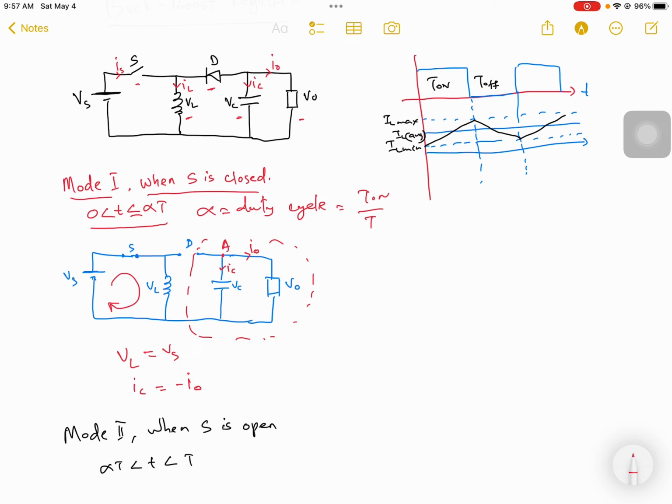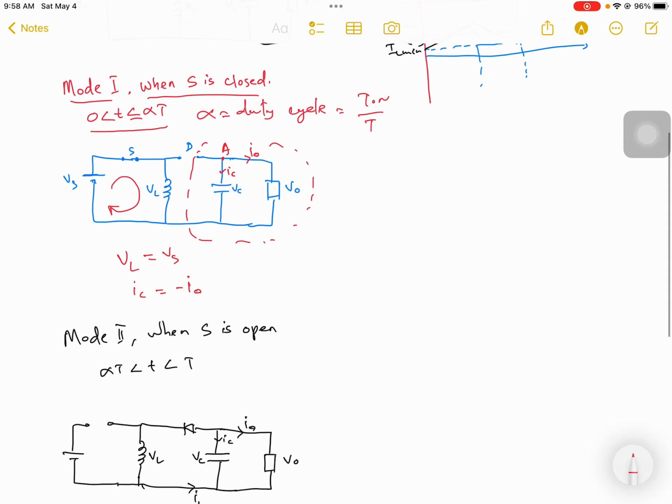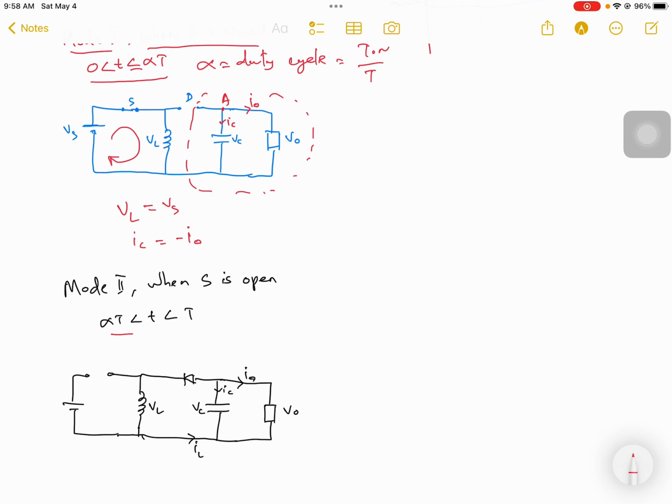So this is the condition when your S is closed. We can calculate your inductor voltage, which is equal to the input voltage, and your capacitor current, which is equal to the negative of the output current. Mode 2 is when your switch S is open. Again, that's the duration when T is between alpha T and the total time period.